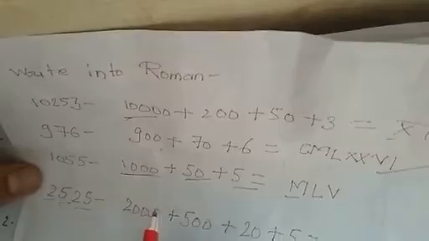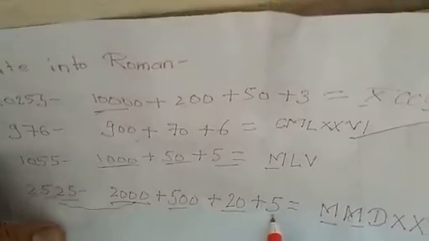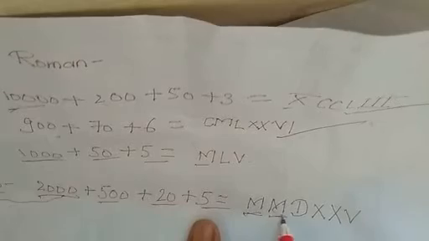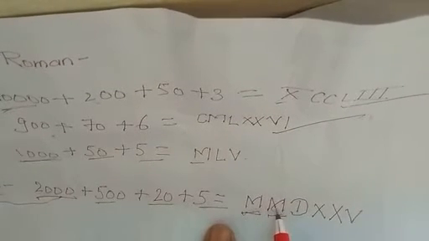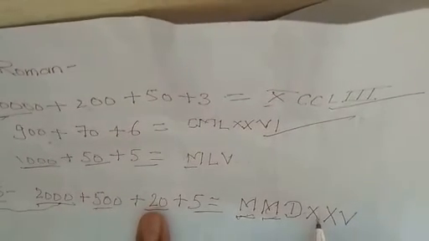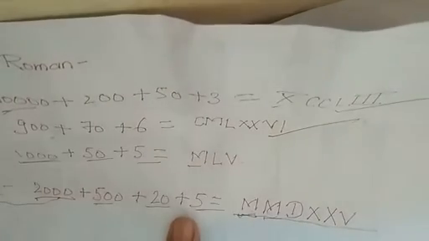2525. Okay, so at first you write it in the expanded form 2000 plus 500 plus 20 plus 5. What is the Roman number of 2000? Double M. The Roman number of 1000 is M, plus M means 1000 plus 1000, 2000. 500 is D and 20 is double X, and V is 5. It is the Roman number of 2525.